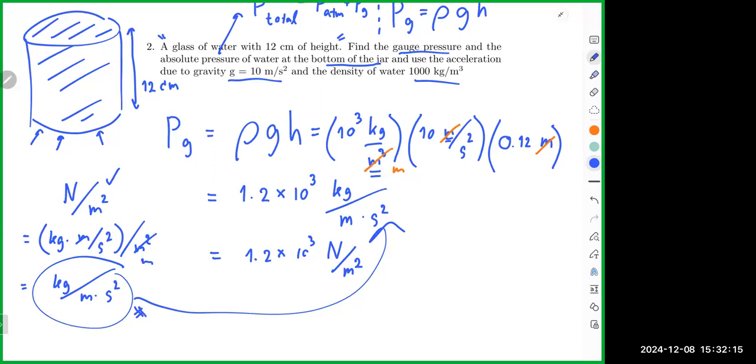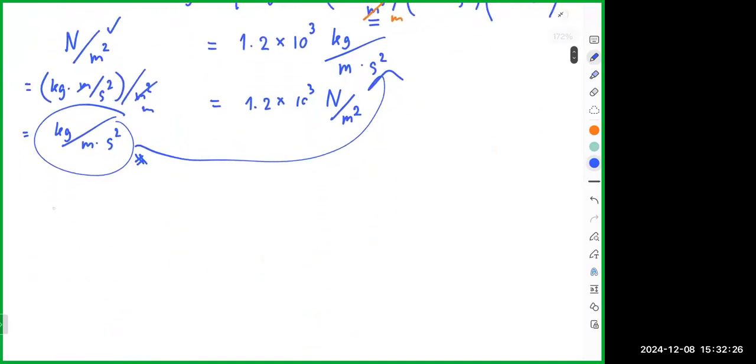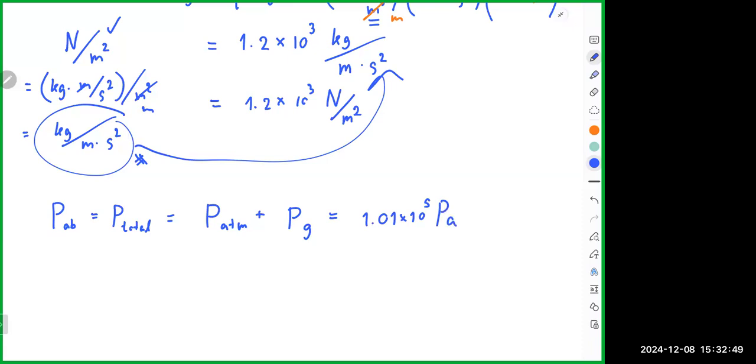Okay, right now this is the pressure from the gauge pressure, but you have to do another one, which is the absolute pressure, right? The absolute pressure or total pressure is the pressure of the atmosphere plus the pressure from the gauge pressure. The atmosphere is around here. Don't worry, I will give you the value of this one, so you don't have to remember it.